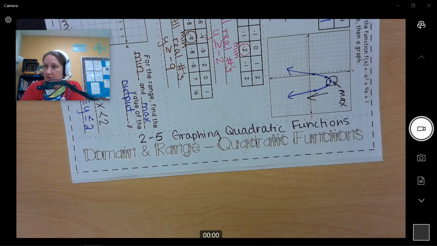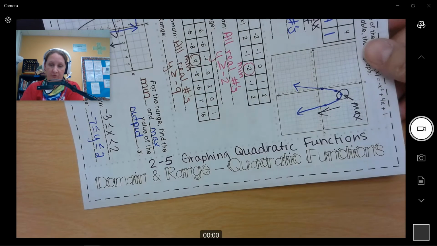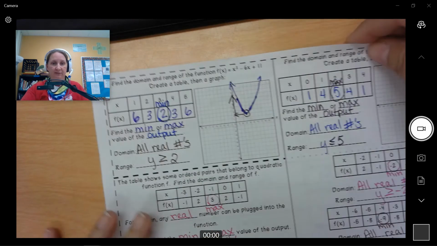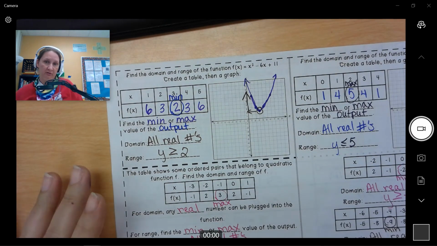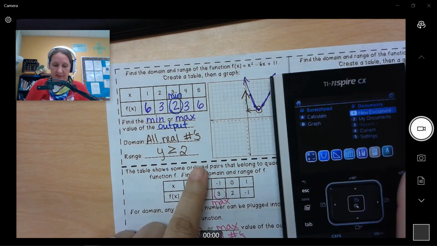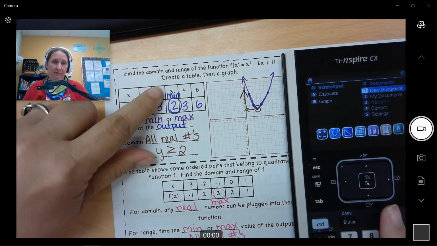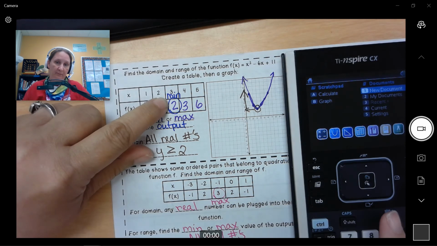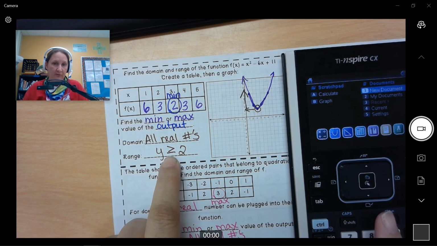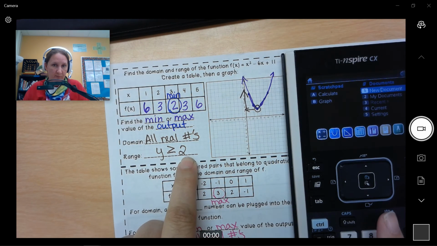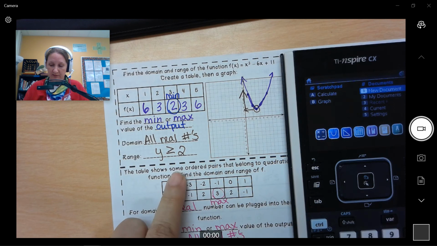Okay, so this is the 2-5 notes, graphing quadratic functions and finding their domain and range. I've got this mostly filled out, so I'm more going to be interested in showing you what to do on your calculator than I am to worry about filling this in. The most important thing is when you're looking for your range, figure out if you have a minimum or maximum. If it's a minimum, your equation will be y is greater than or equal to whatever the minimum is. If it's a maximum, y will be less than or equal to whatever the maximum is.